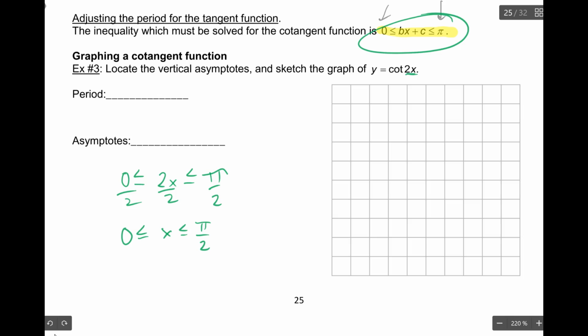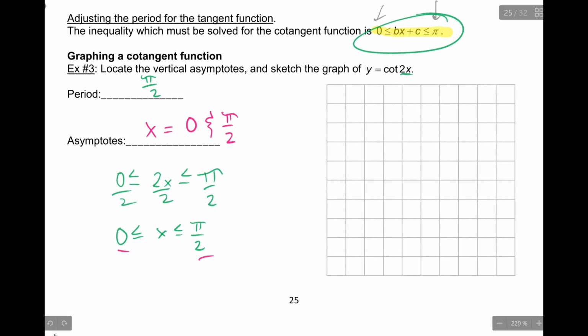So my whole period goes from 0 to 2 pi, so now my period is smaller. And then I already found my vertical asymptotes. It's literally my bounds. So it's going to be when x is equal to 0 and pi over 2. Let's go ahead. Let's plot this guy.